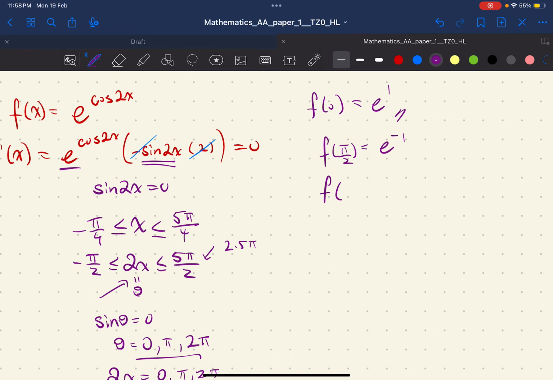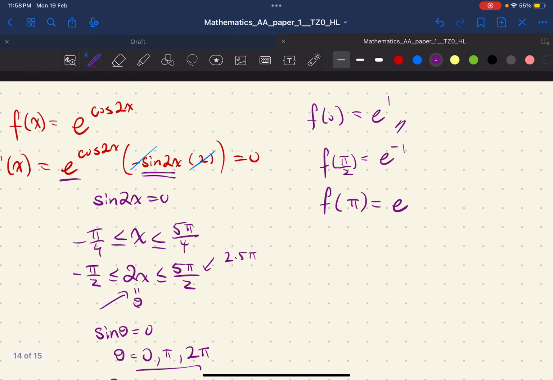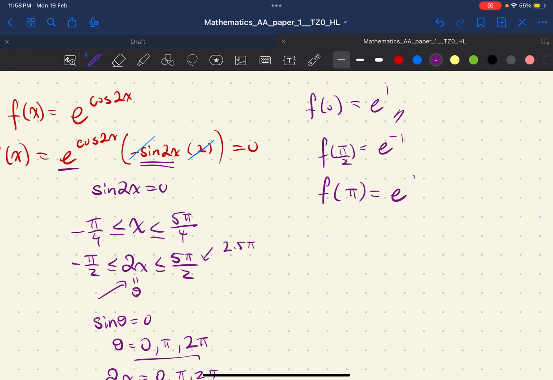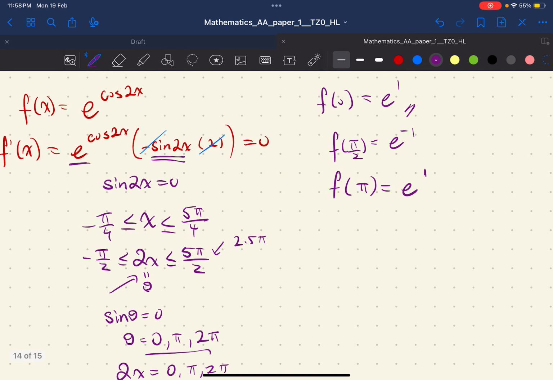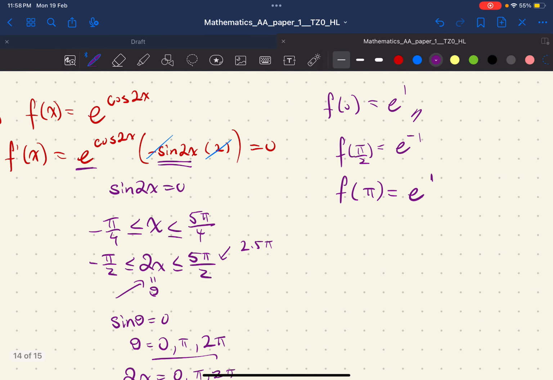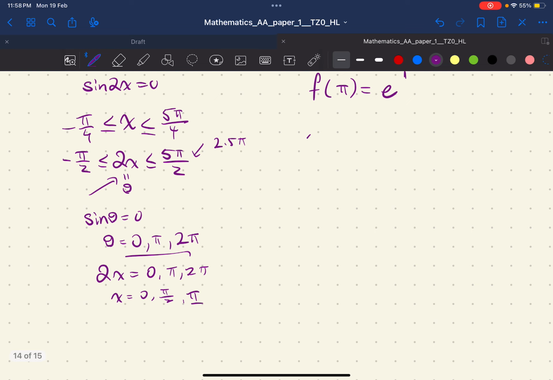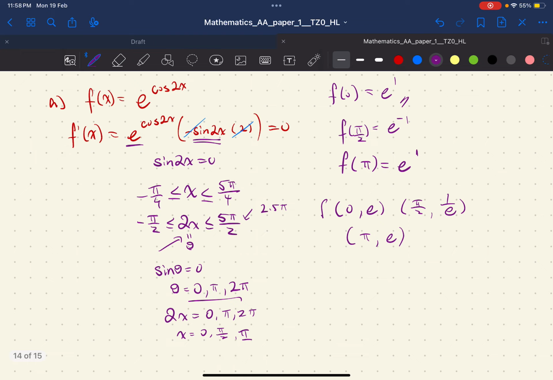And then the final one will be f of pi, because this is pi. Plug it in, then you have e to the power of cosine 2 pi, which is 1. Just to make sure, cosine 2 pi is 1, cosine 0 is 1, and cosine pi would be negative 1. So our points would be (0, e), then (pi over 2, 1 over e), and also (pi, e), like this. So we have 3 points here.